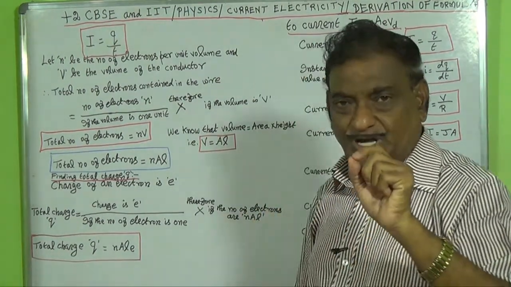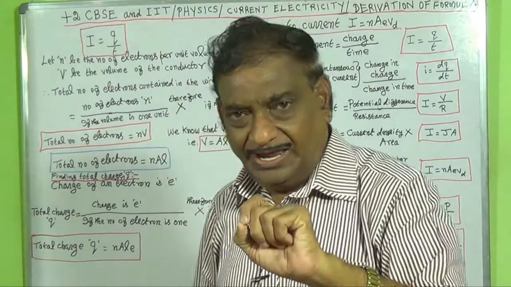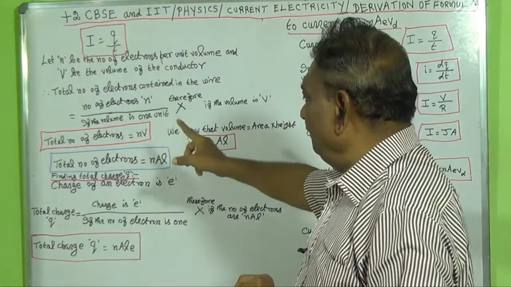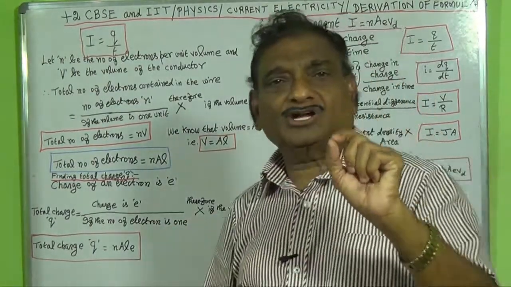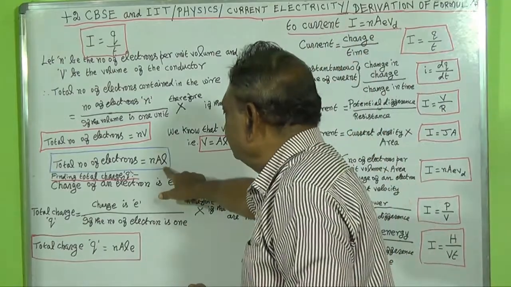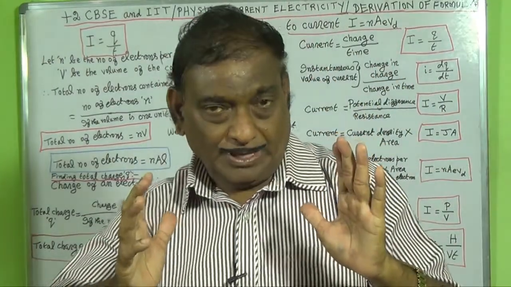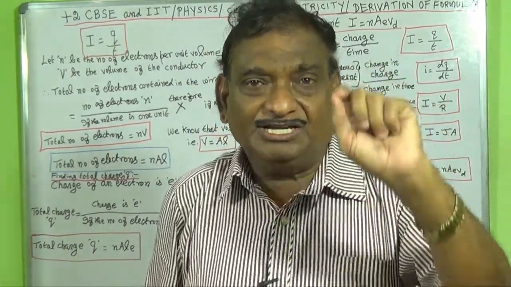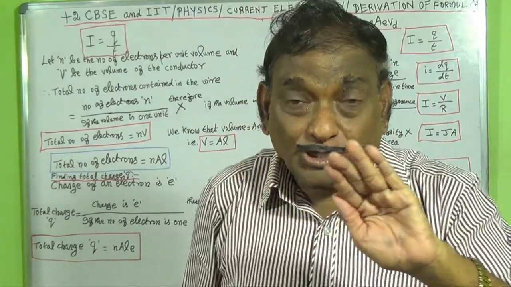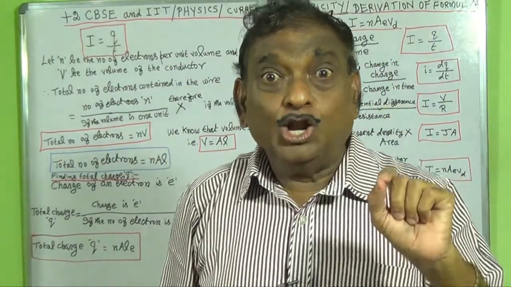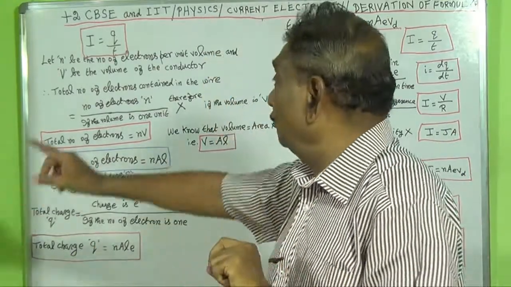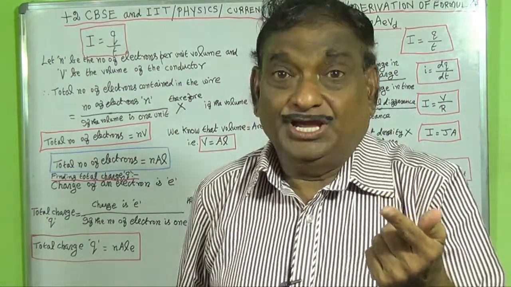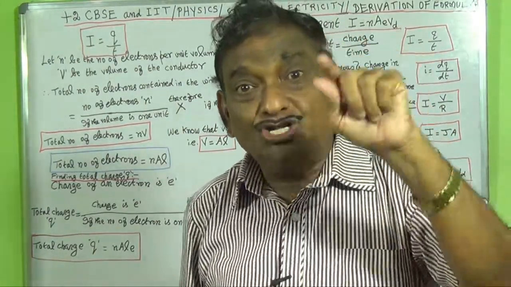Therefore, if we substitute AL in the place of V in the expression nV, we will get the total number of electrons as nAL. So now we have calculated the total number of electrons contained in the conductor taken. We don't need the total number of electrons. We need the total charge Q, and also the time. From this total number of electrons, we have to calculate the total charge Q.